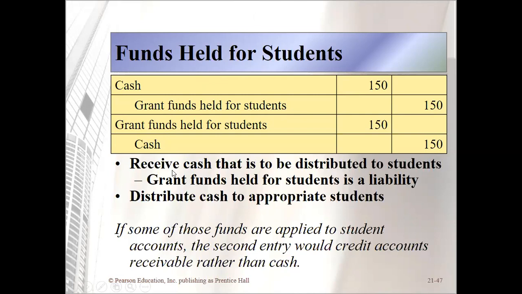Then a note here, if some of those funds are applied to student accounts, then the second entry would credit accounts receivable rather than cash. That's true though. For example, there's a fund being held for students, but of course they can be applied to their tuition fee, so we can deduct the collectibles of the NPO.